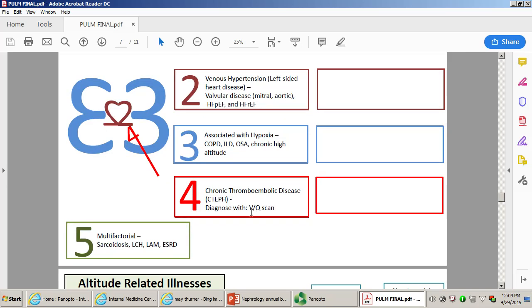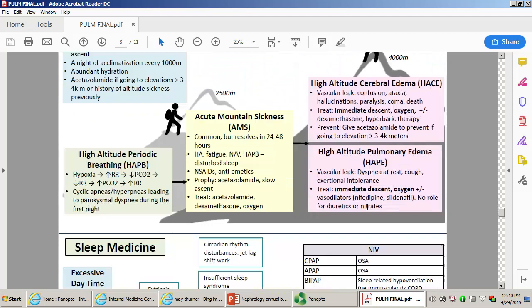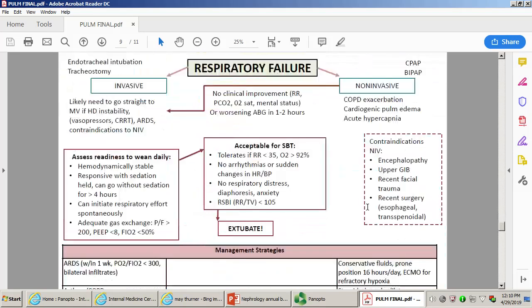So group 4, we talked about diagnosing with the VQ scan. So group 4 also gets anticoagulation, like group 1, lifelong. This would be an indication also to do pulmonary angio, looking for if they are a surgical candidate, which only half of them usually are. We're going to skip the sleep and altitude page.